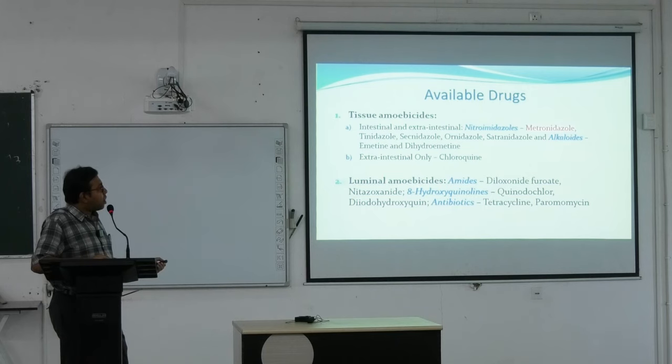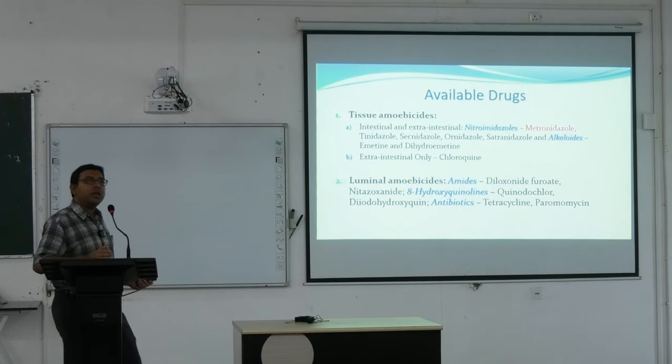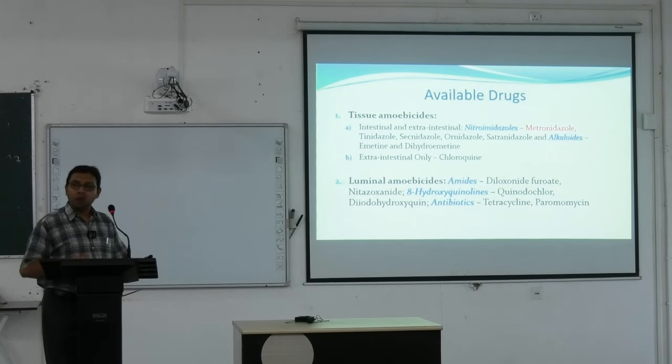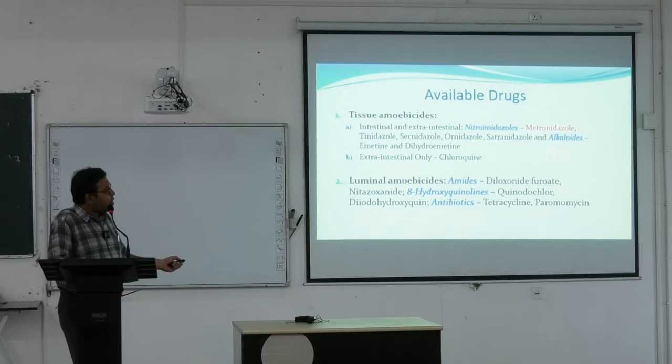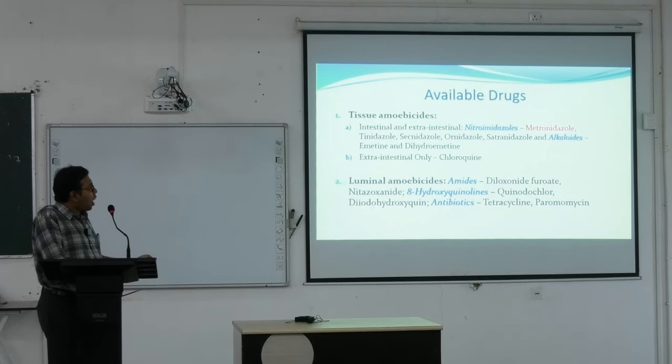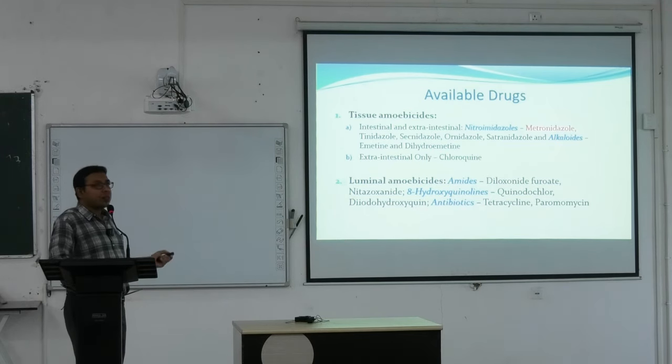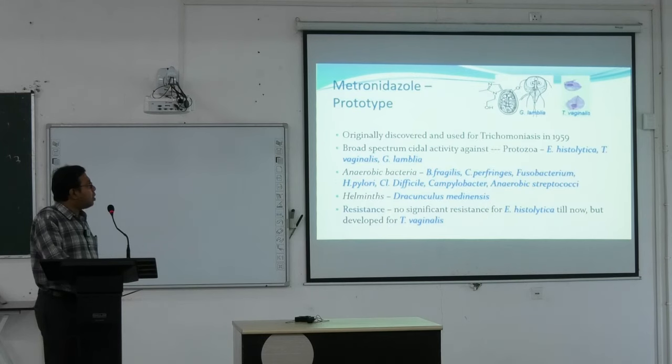The luminal amoebicides cannot kill the amoeba within the tissues, they can kill only within the gastrointestinal lumen. Examples are diloxanide furoate, nitazoxanide, quiniodochlor, diiodohydroxyquin, and some antibiotics like tetracycline and paromomycin. So these are the drugs that are effective against the amoeba.